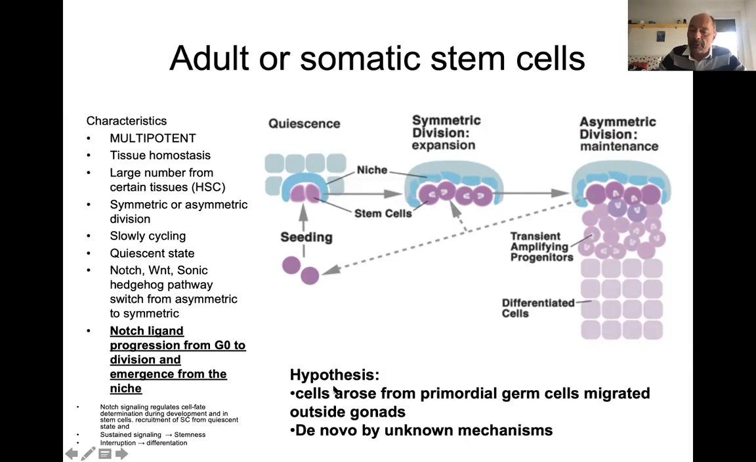The hypothesis is that the cells arose from primordial germ cells, migrated outside the gonads, and de novo by unknown mechanisms.